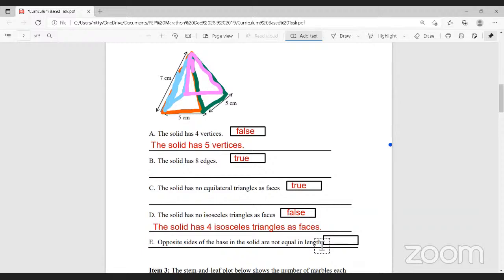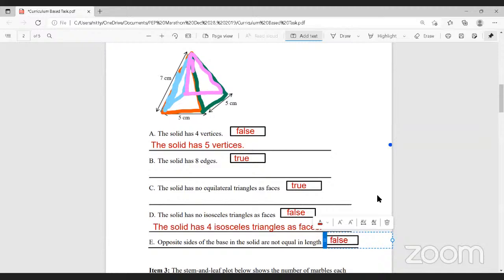Nia says false. So if it is false, because a square has 4 equal sides, that means the opposite sides must be equal. All the sides are equal. So yes, we're going to go ahead and put our false. But we need to write the correct statement. So what could the correct statement be?